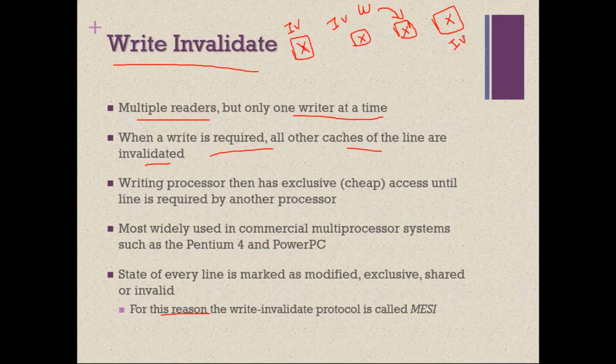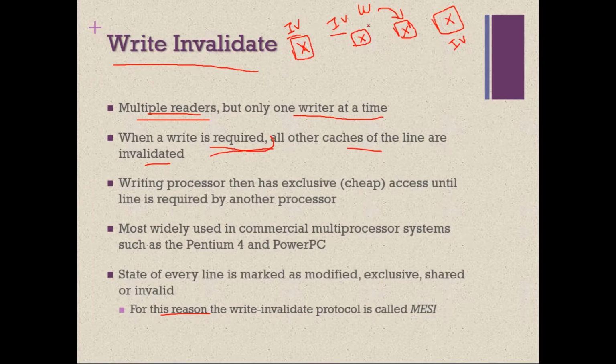Okay, the same thing we did in the directory protocol, but there we used a centralized controller. Here we won't use a centralized controller. How it is going to work, we will discuss in detail later, but as of now just understand this much. In a write invalidate approach, there can be multiple readers but only one writer at a time. When a write is required to be done, all other caches of the line will be invalidated. So before performing the write, everything is invalidated. If X is available in any other processors, all those copies will be invalidated.